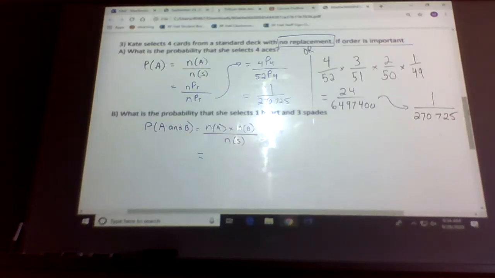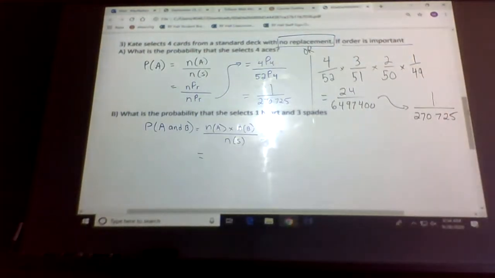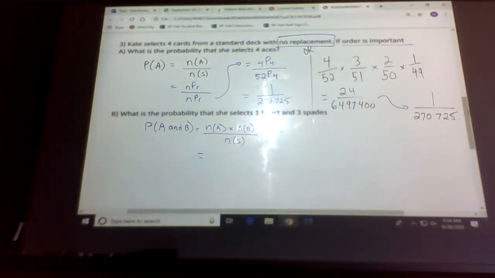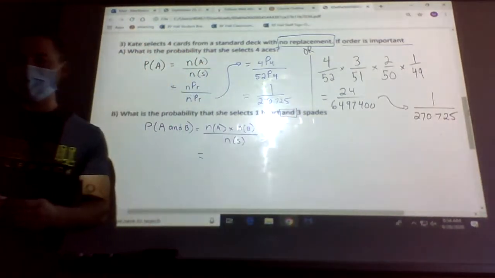So we want 2 things to occur in this one: the 1 heart and 3 spades. This is always going to happen when we do cards. We have the "and" here once again, so that's why we're multiplying.